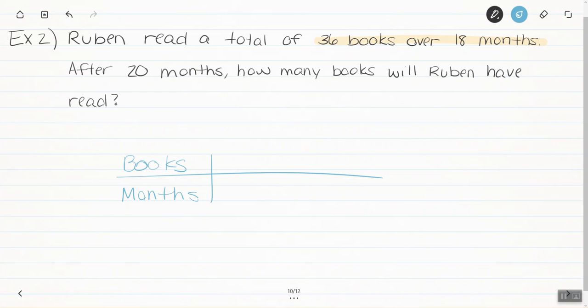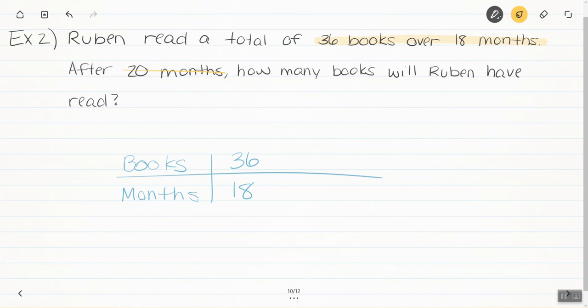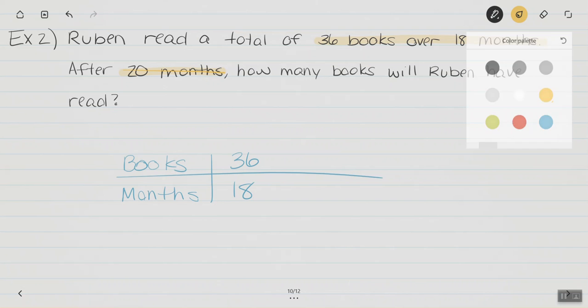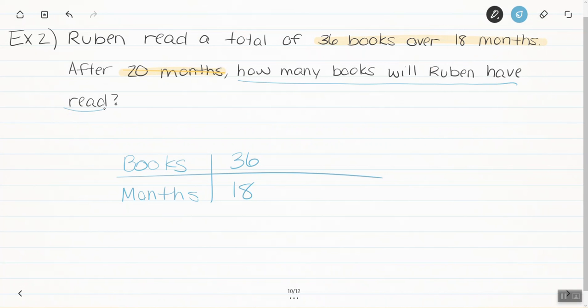And from the first piece I highlighted, I know I'm doing 36 books in 18 months. Now it says, if I come back to the problem, after 20 months, how many books will Ruben have read? So I'm going to highlight that. I know 20 months. But it's asking me how many books will he have read? So I don't know the books, but I do know 20 months. So I'm going to put 20 down in the months. And I'm looking for this missing spot of books.